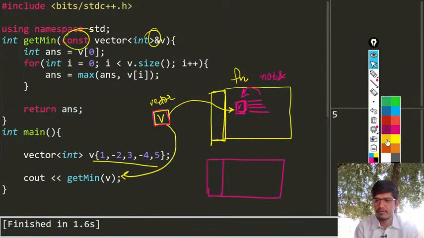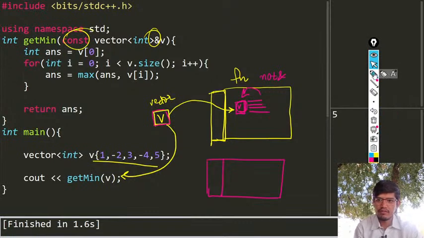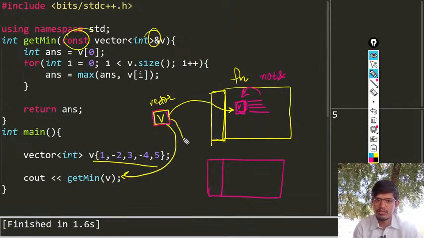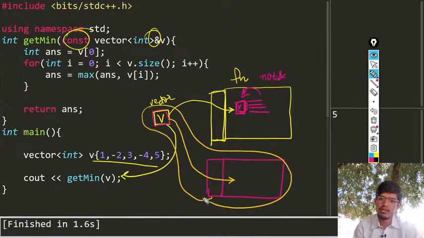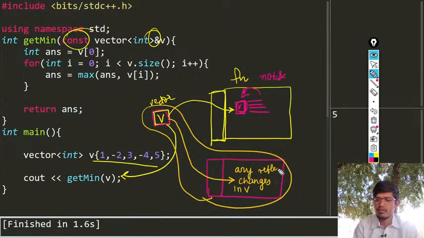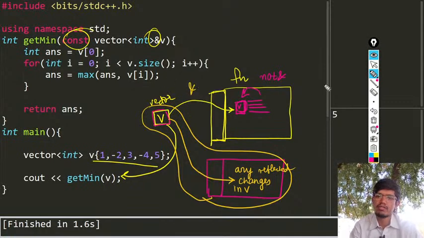So how will it make a difference? You can see whenever we are calling this vector in this function, it will not create a copy. It will take this whole thing into the function, and any changes will be reflected in the vector. So that is the main difference between using ampersand and not using ampersand.